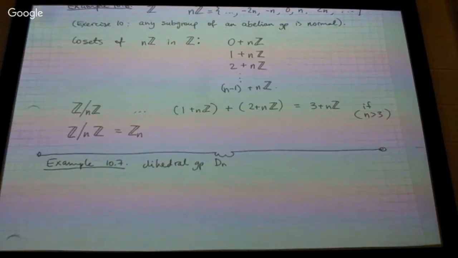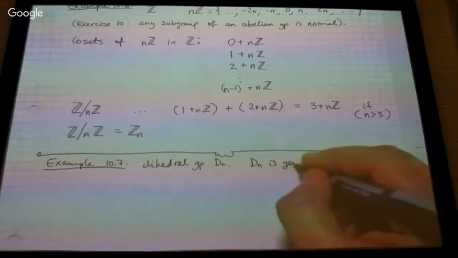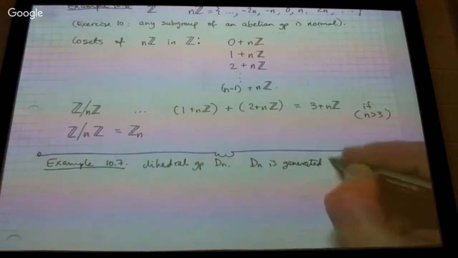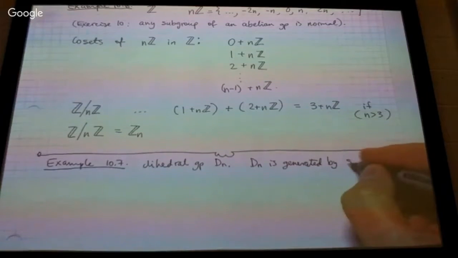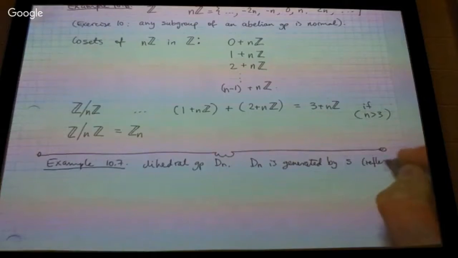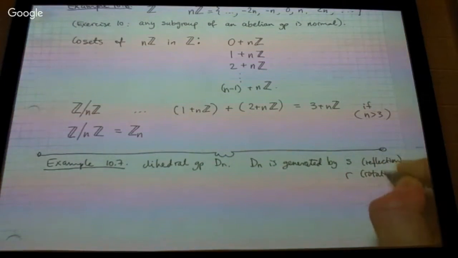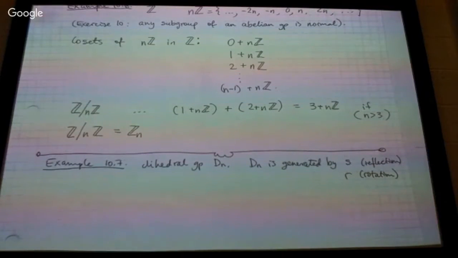And the group is generated by 2 elements. One of them is S, which is the reflection along the vertical axis. What's it called? Symmetry? No. Reflection. Yeah, reflection is the right word. So that's the reflection. And then there's a basic rotation by 1 vertex, like 1 notch, as it were.